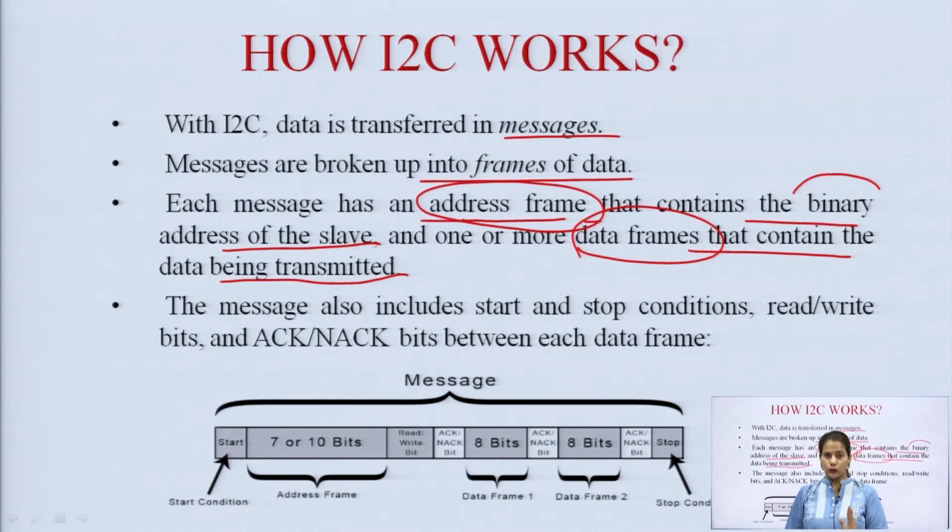So, if a master is connected to multiple slaves, how will the addressing take place? That master will send the address to each and every slave. Now, each and every slave knows what its own address is. Each slave will compare its own address with the address that is sent from the master side.